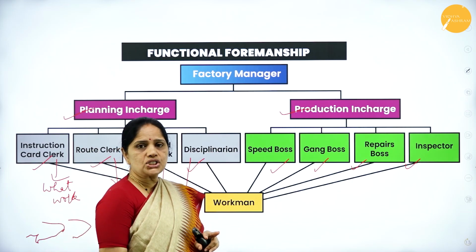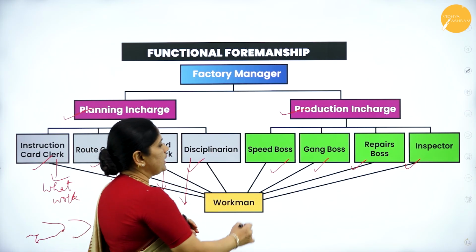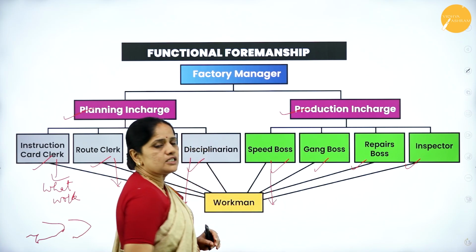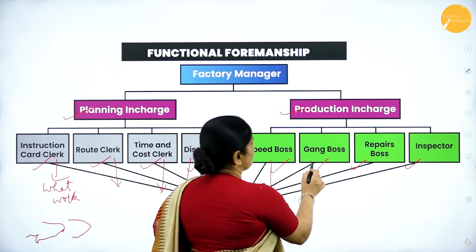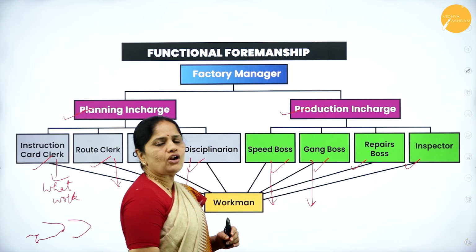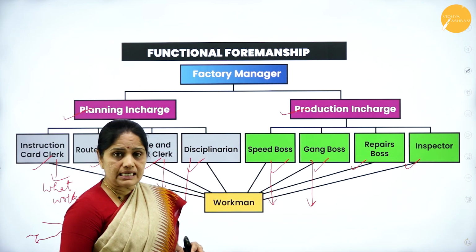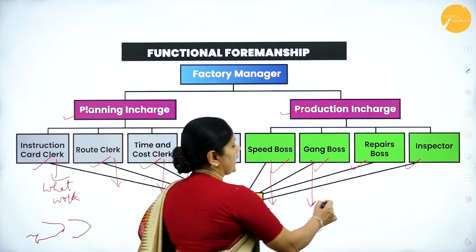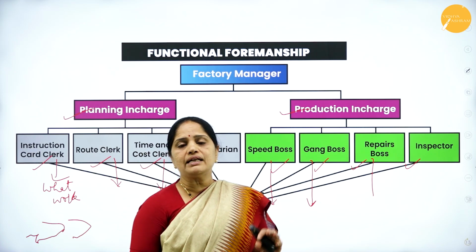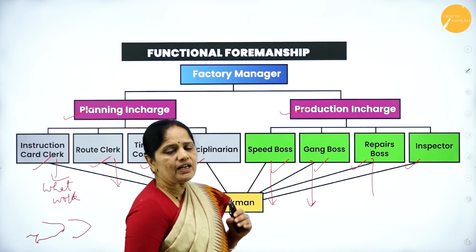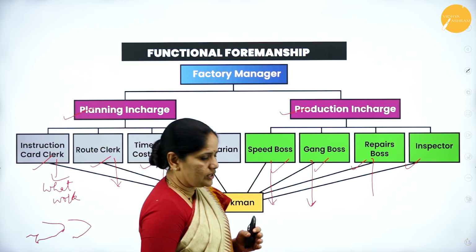Now, in the production in charge, we have the speed boss. He will decide the speed at which the machines have to be run. Then we have the gang boss, who will take care of all the other tools which are necessary in the production house. Then we have the repair boss, who will take care of any minor repairs to the machine. So, he will repair the machines for the job.